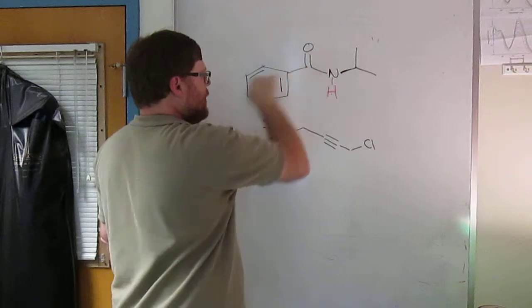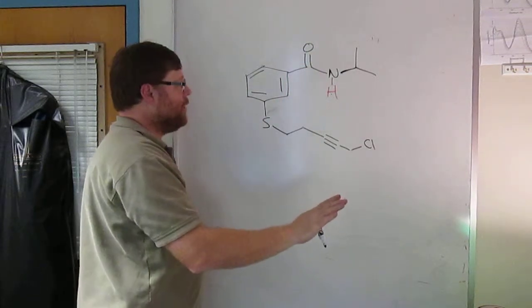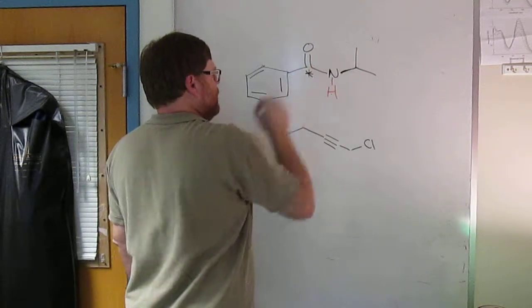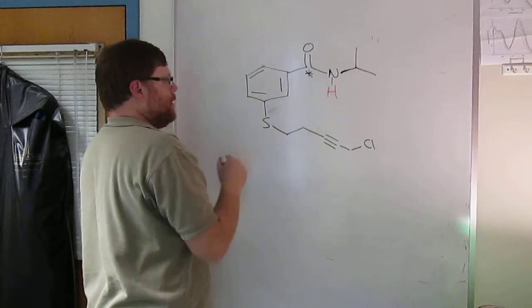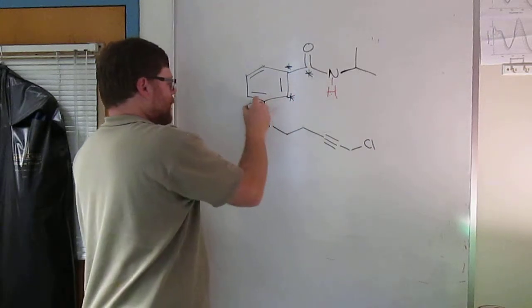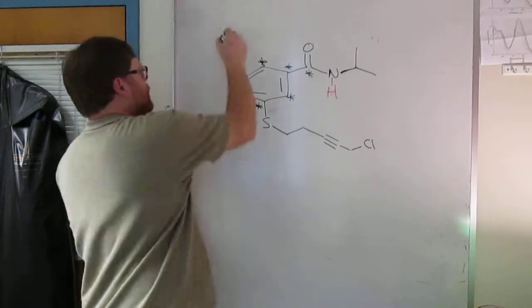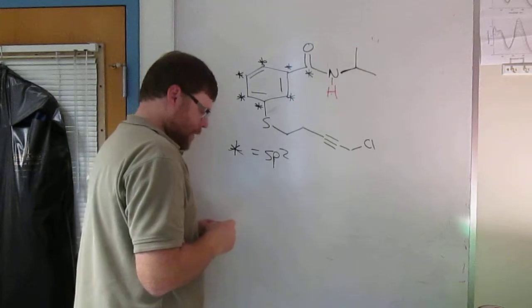1 double bond. There are 3 things bonded to it. It's trigonal planar. It's flat. Has a bond angle of 120 degrees. You should know that. So that's going to be an sp2 carbon. This carbon, 1 double bond, 3 things bonded to it. That's sp2. In fact, all the carbons in this ring are sp2. So star equals sp2.